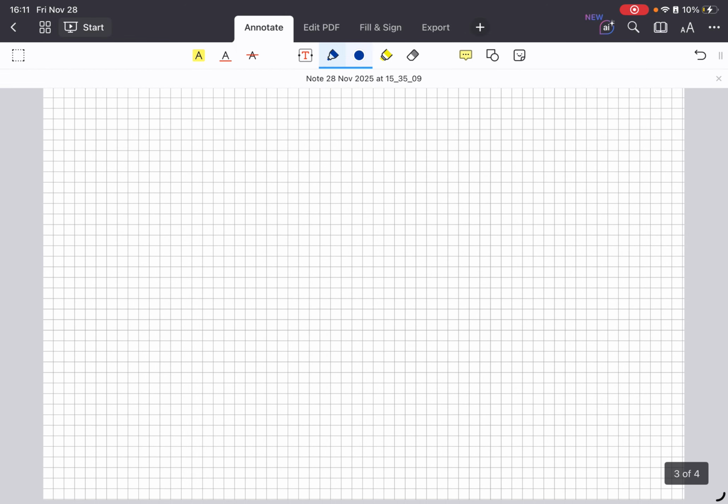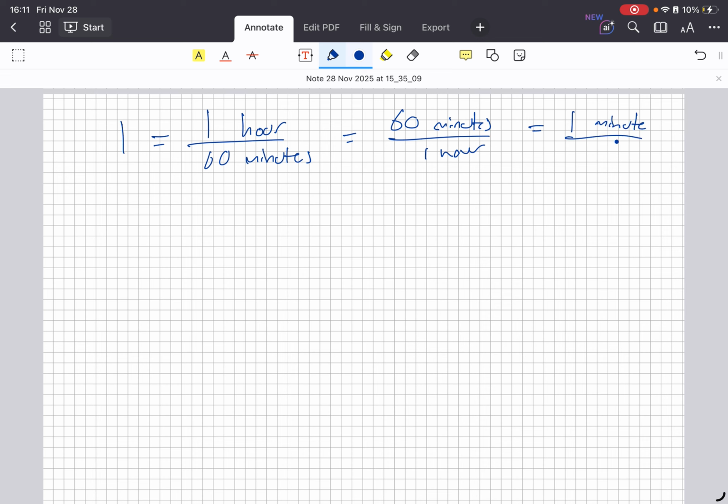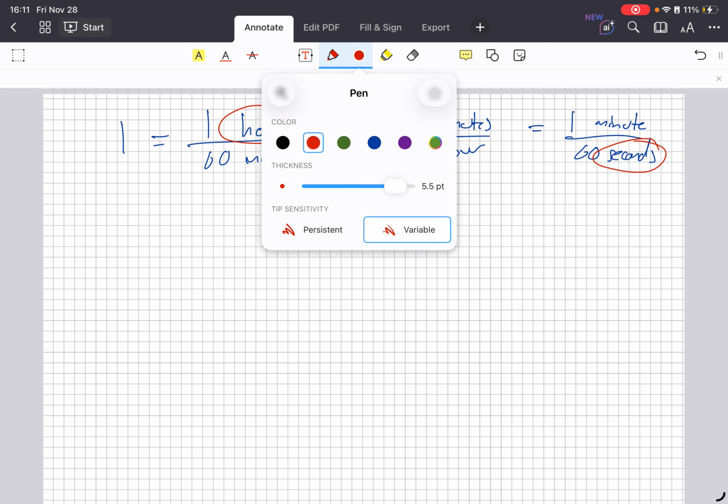So as an example, we know that we have these relationships. 1 is equal to 1 hour divided by 60 minutes. It's also equal to 60 minutes divided by 1 hour. And that's also equal to 1 minute divided by 60 seconds. So if we have a problem which relates, for instance, hours to minutes or hours to seconds, then we can use a string of relationships in order to be able to determine what the value is.